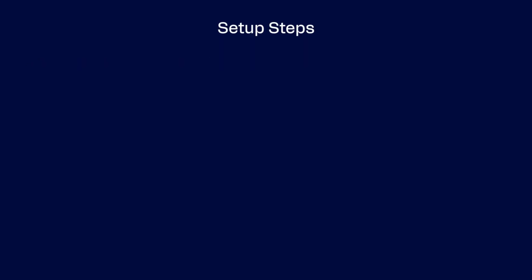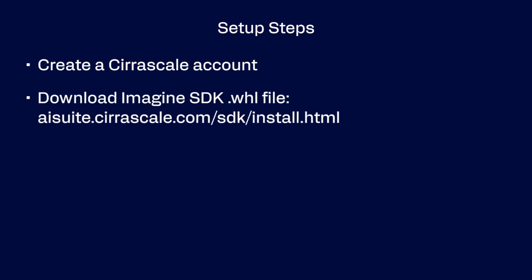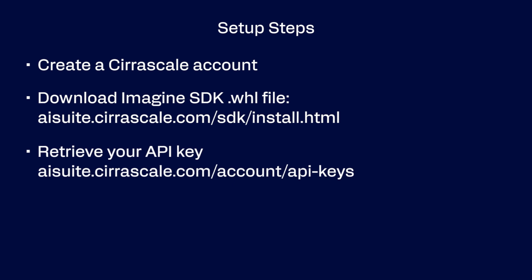Before we get started, you will need to create a server-scale account and download the Imagine SDK wheel file. The Imagine SDK is a Python software development kit that simplifies working with the Qualcomm AI Inference Suite and building Gen AI applications. You will also need to retrieve an API key from your server-scale account.